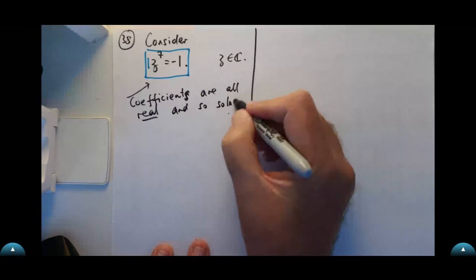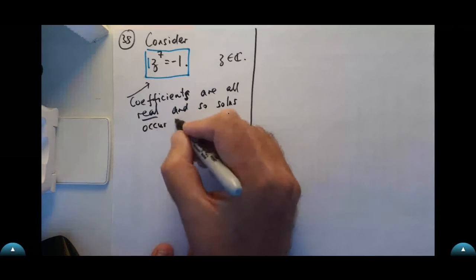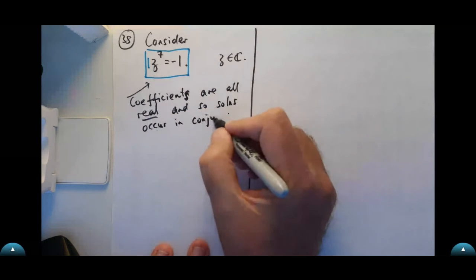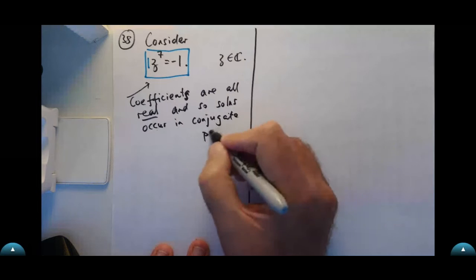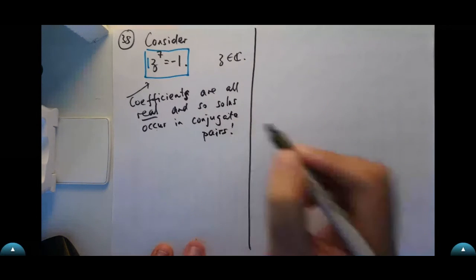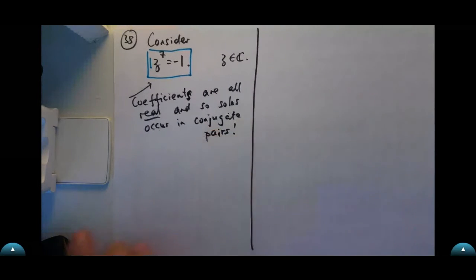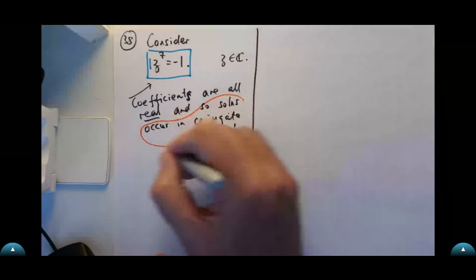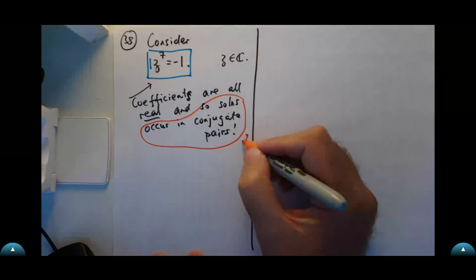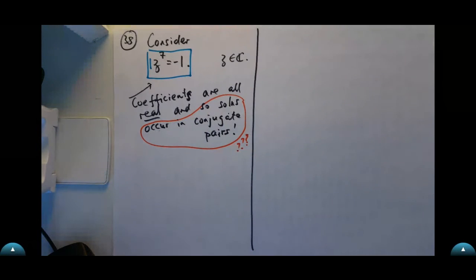And so solutions occur in conjugate pairs. So who can tell me why is that important to know? Can anyone tell me on the chat? Why is this super important to know? Why is that really good? Who can tell me? Why is it important to know that the solutions appear in conjugate pairs?